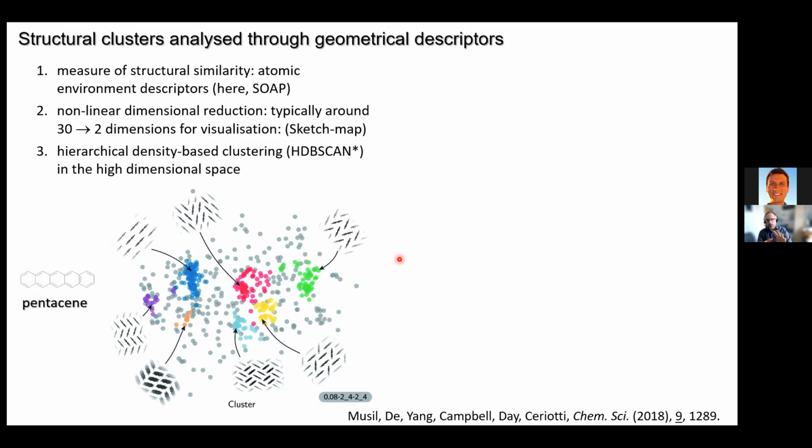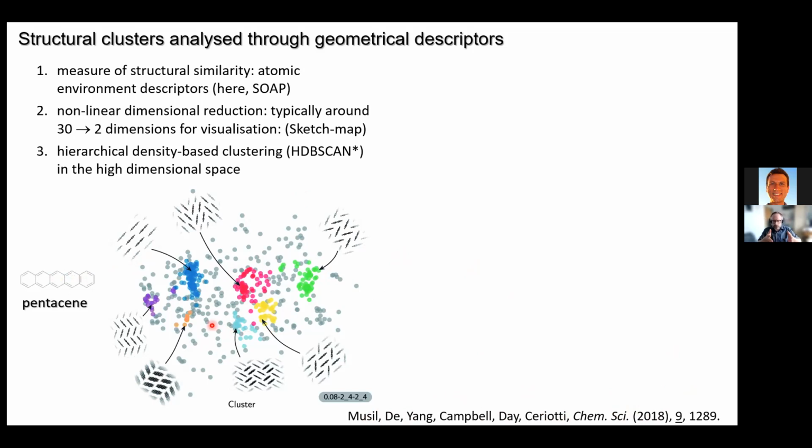The other reason we've done the work I'm about to talk about is because it's becoming a little bit more common for people to use things like machine learning and unsupervised learning methods to analyze these crystal structure prediction landscapes. So here was a first study we published 3 years ago with Ceriotti's group in Lausanne, where we were looking at pentacene. And what we had was the crystal structure prediction landscape.